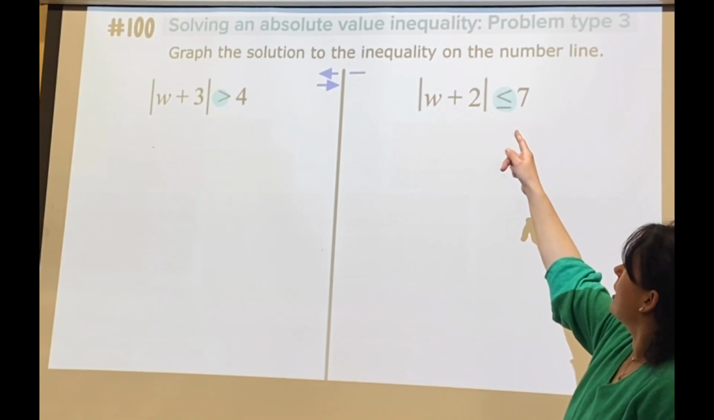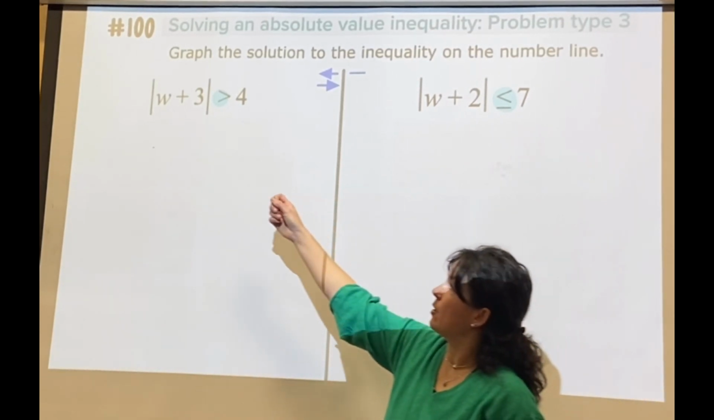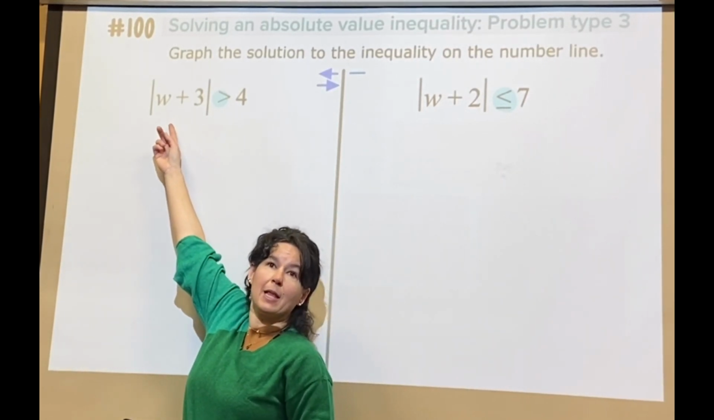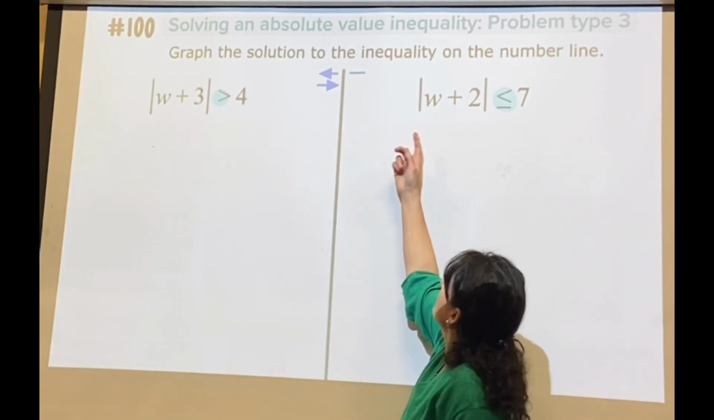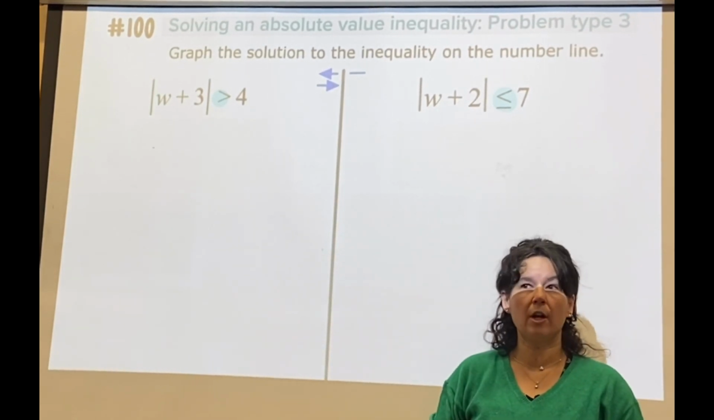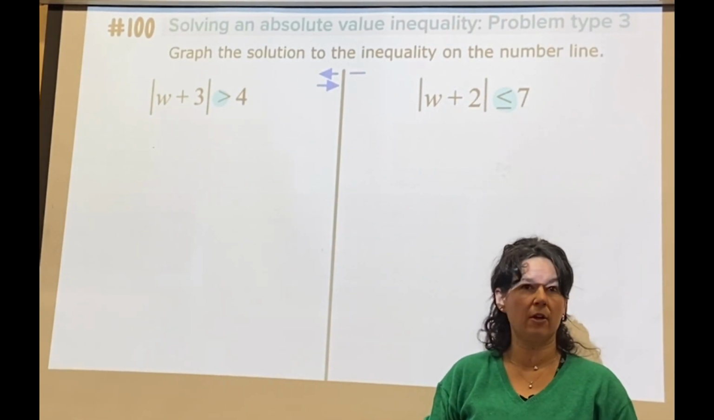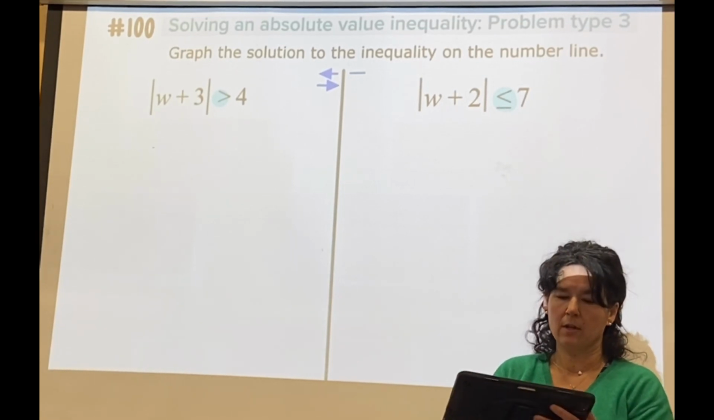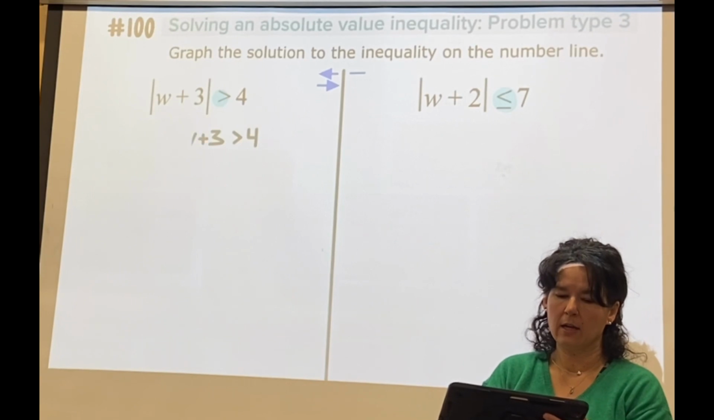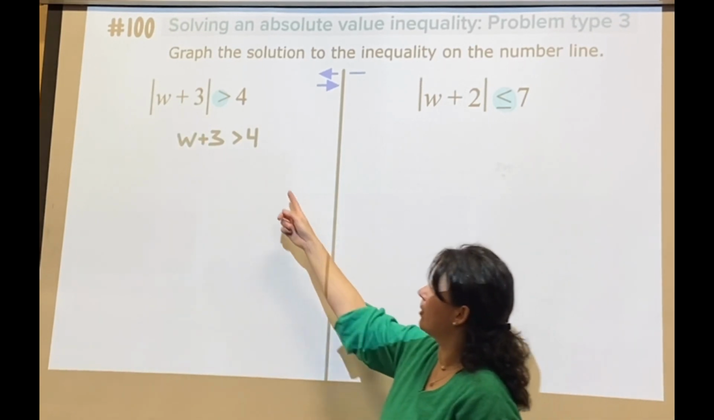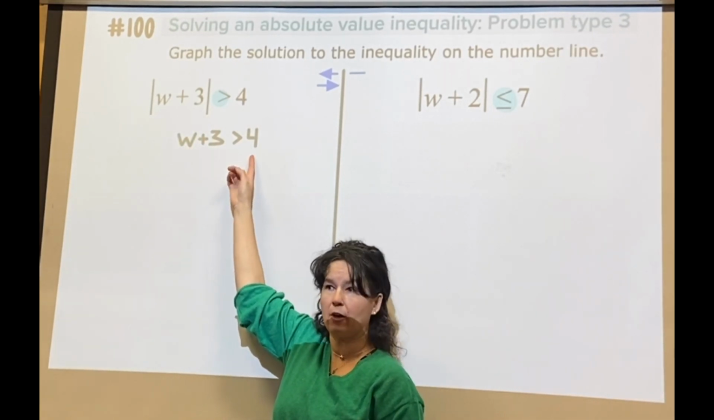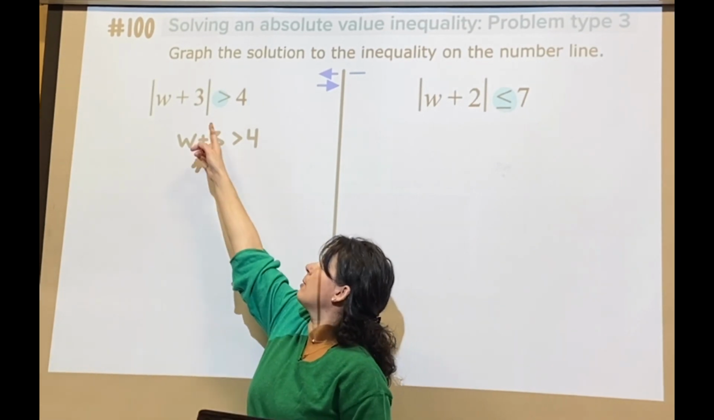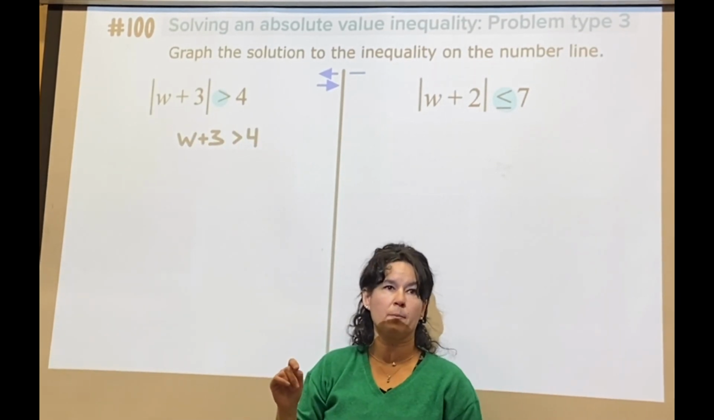To solve an absolute value inequality problem type 3, notice the difference is instead of having plain W on the inside, I have a little bit more going on inside of the absolute value, but the process is going to be the same. Step 1, copy down the problem without the absolute value. So W plus 3 greater than 4.